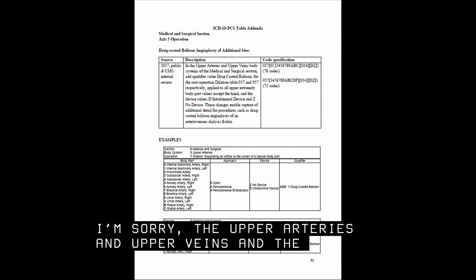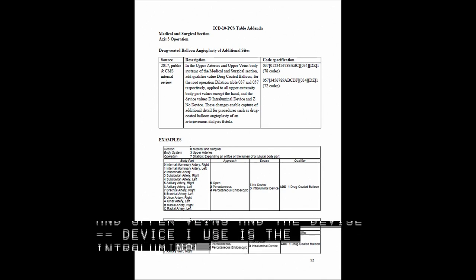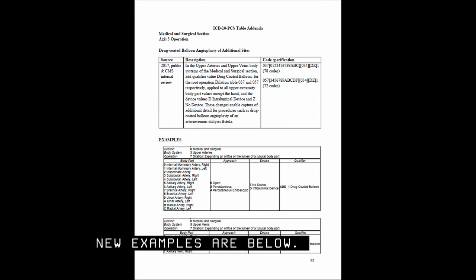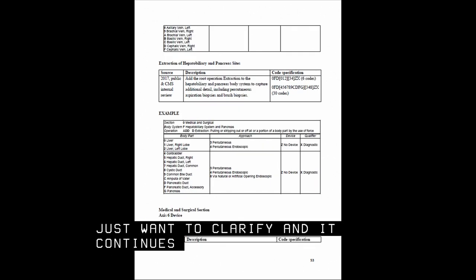And these changes are supposed to allow us to capture this detail for drug-coated balloon angioplasties of an AV fistula for dialysis. This is the request. And the examples are just below the written description that allow you to see kind of how it would look. I just want to clarify, it's on page 52 and continues on to 53.